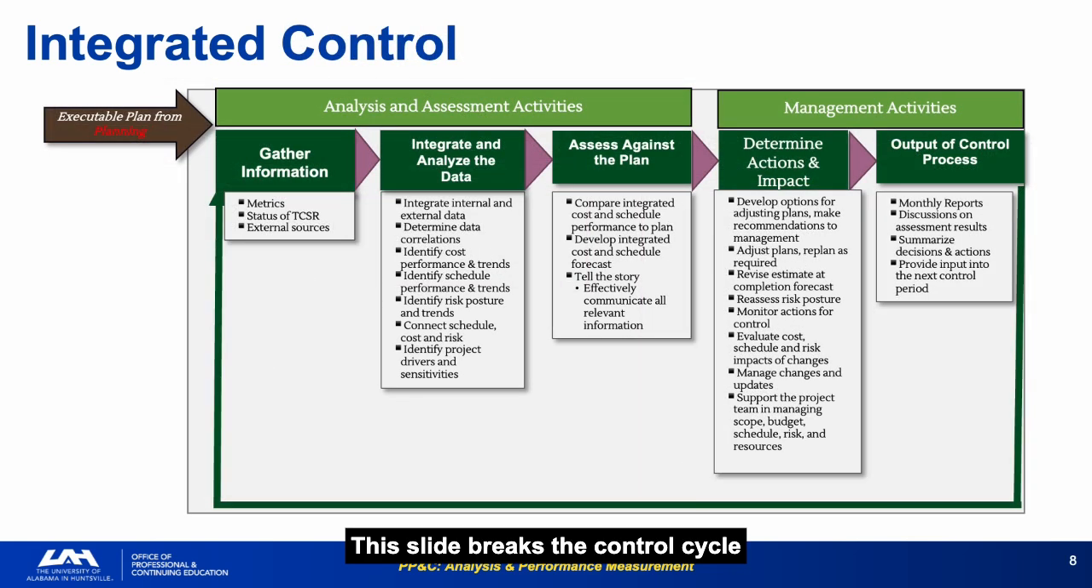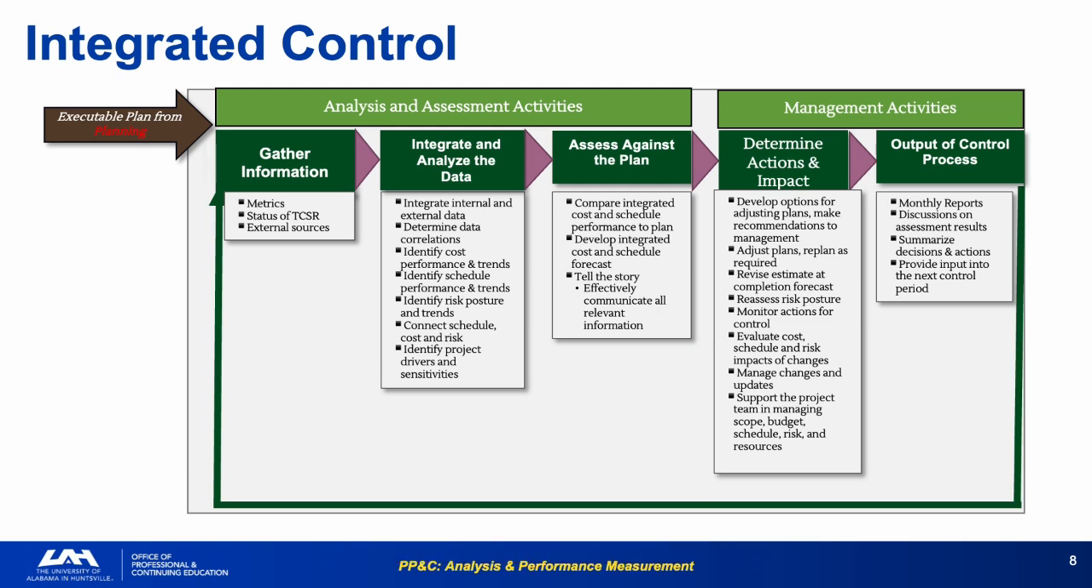This slide breaks the control cycle into its 2 activity tracks: analysis and assessment activities on one side, management activities on the other. The analysis track: integrate data, identify trends, connect cost and schedule/risk, develop forecasts, is the PPNC analyst's primary domain. The management track: adjust plans, replan, revise EAC, monitor actions, is informed by the analysis track. One feeds the other. The output of control is not a report. It is a decision. Everything on this slide exists to support the decision that management needs to make.